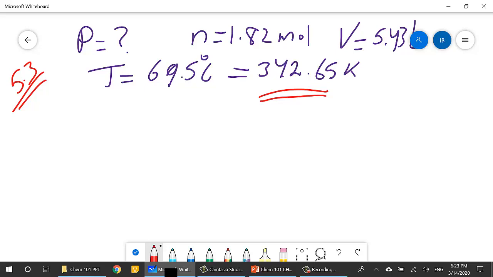We just need to have the R value. R is equal to 0.0821 atmosphere liter mole minus 1 Kelvin minus 1. So I'm just going to proceed with the answer here.